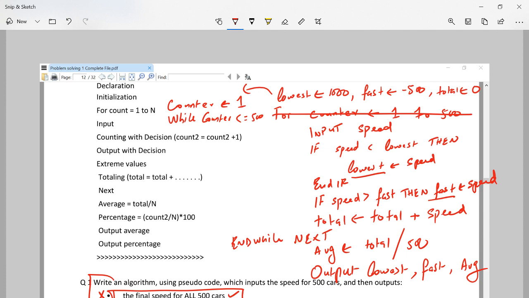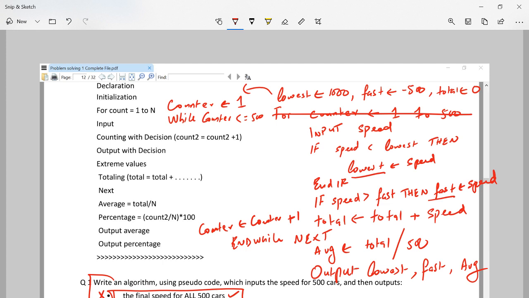because this for next is made for fixed iterations, so next automatically keeps adding +1 to the counter, and as soon as the counter goes above 500 it comes out of the next. But in end while it's not designed that way, we have to do this. We have to counter is equal to counter +1. So this is how it will be done using while and repeat until.